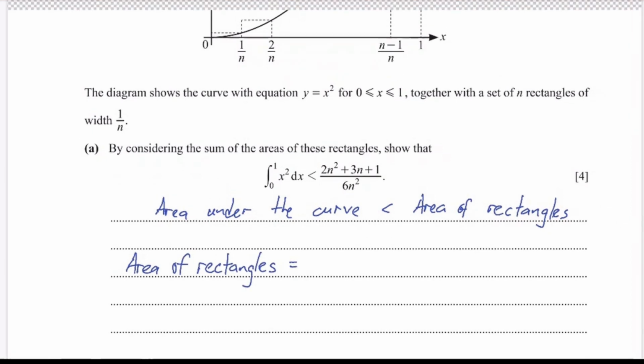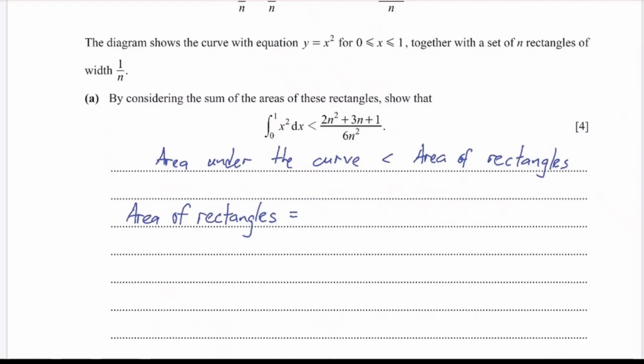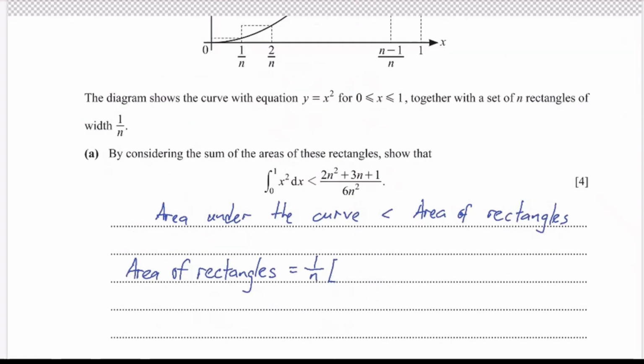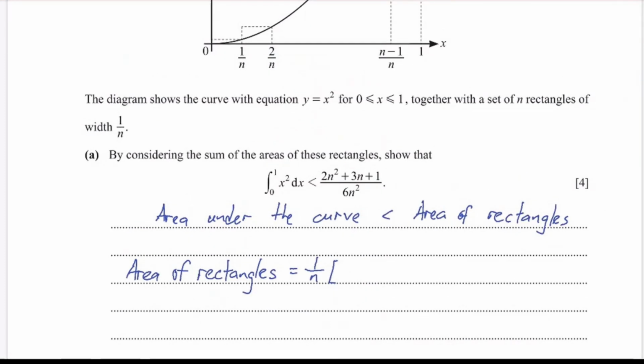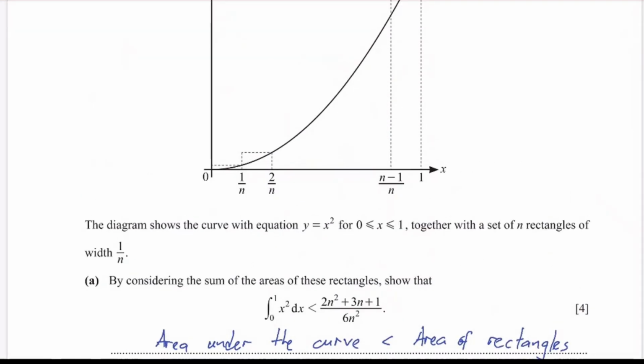For each of the rectangles, they have the same width, so the width there is 1 over n. So we will just have the 1 over n, and what we need to multiply to this 1 over n is all the heights of the rectangles. The heights of the rectangles here are based on the value of x that we have, because the heights are all related to the y value of the curve.